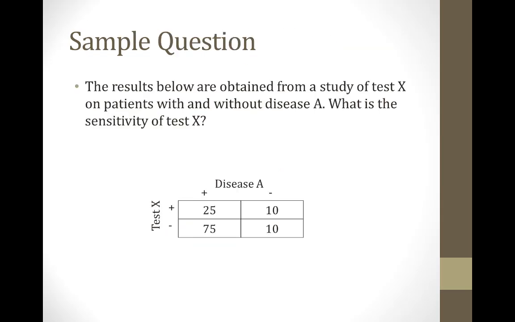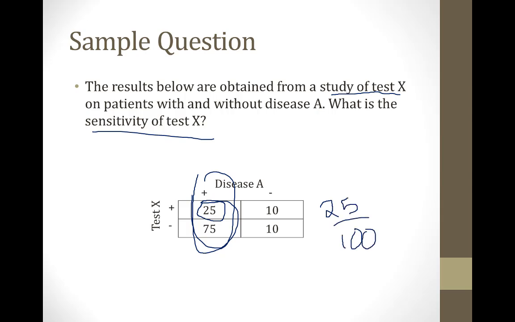So here's a sample question that you might be asked. The results below are obtained from a study of test X on patients with and without disease. What is the sensitivity of test X? So remember what I said, when you're asked for sensitivity, just focus on this column on the left side. It's always the trues on top, so the true positives are the 25 patients, and then it's the total on the bottom, so that would be both added together on the bottom. So the sensitivity of this test is going to be 25 divided by 100, or 25%. And if you were asked for the specificity, you just focus on the column over here on the right.